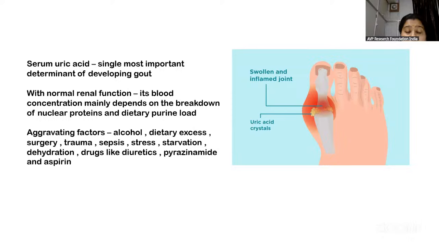The aggravating factors, or the factors which lead to an increase in the serum uric acid, include alcohol, dietary excess, surgery, trauma, sepsis, starvation, stress, dehydration, and drugs like diuretics and pyrazinamide. So serum uric acid, as we all know, is the single most important determinant of gout, and these are some of the aggravating factors which lead to an elevated level of serum uric acid.